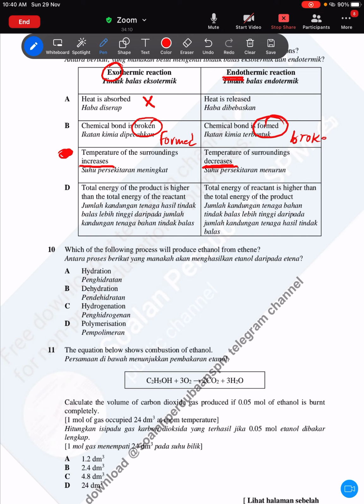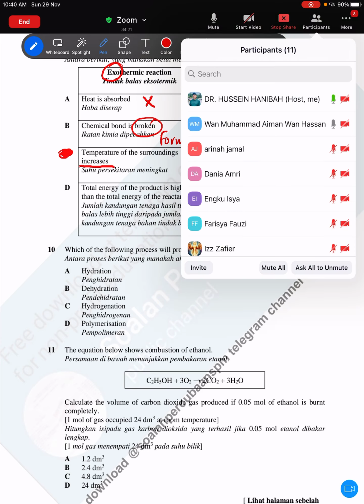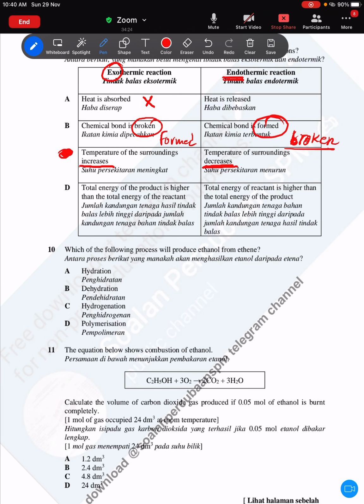Like my broken heart. Aiman make my heart broken. Right, Aiman? Yes, I will try. Tell my... What is it? Farisha? Why Farisha? Oh dear. Even though Aiman doesn't want to accept.